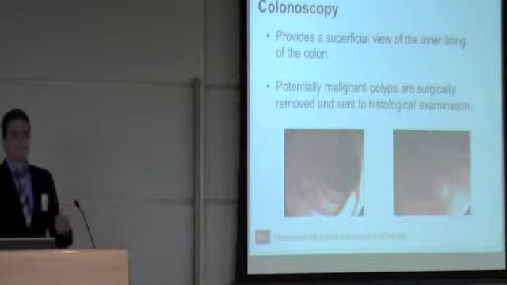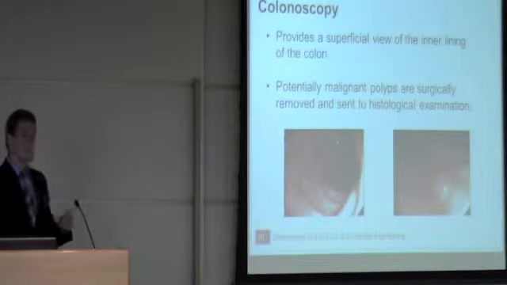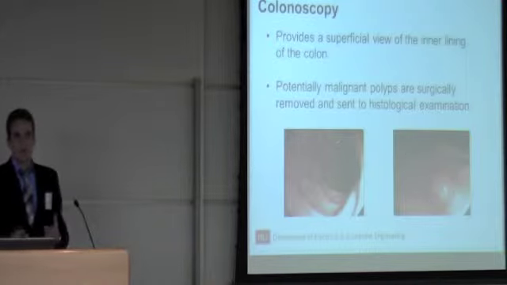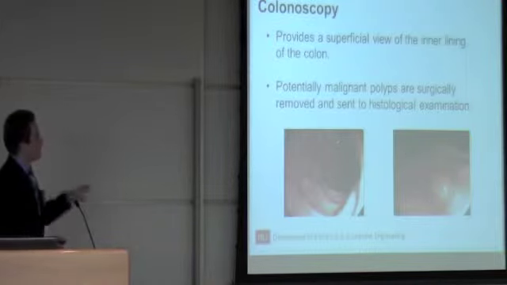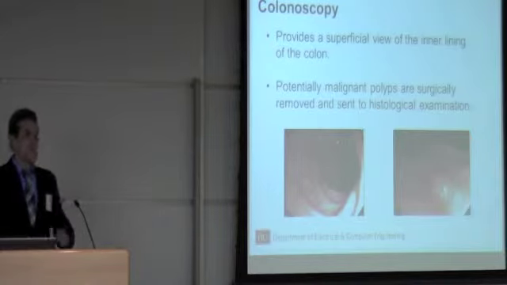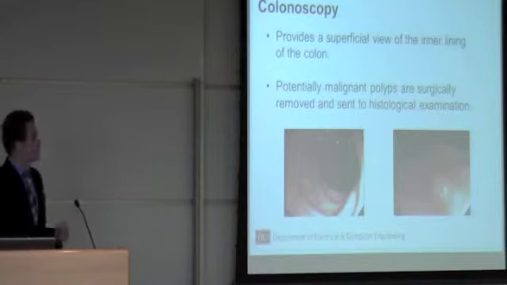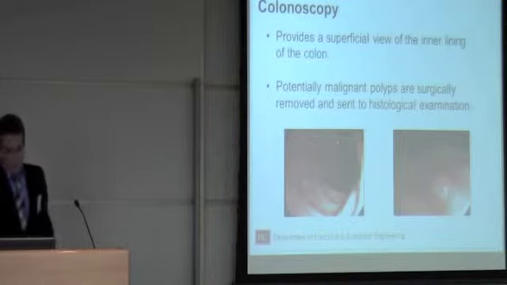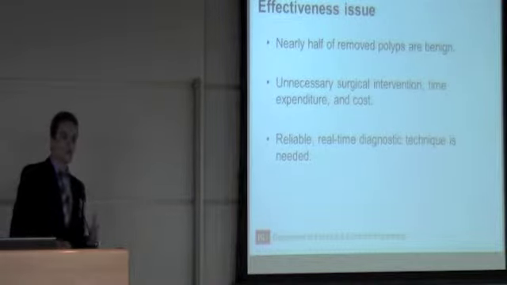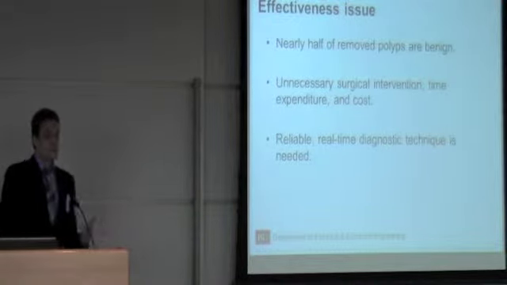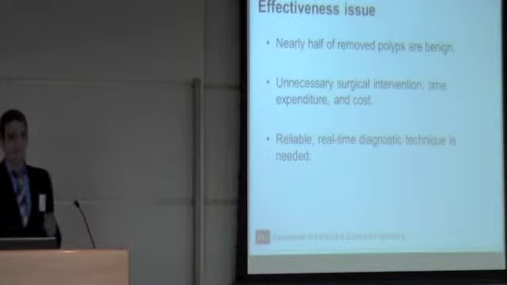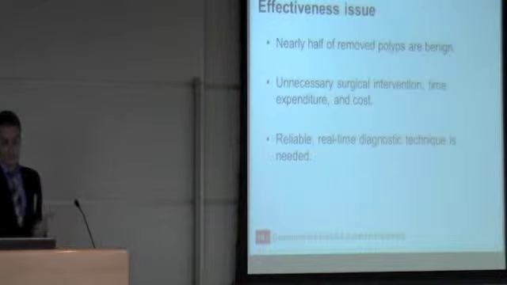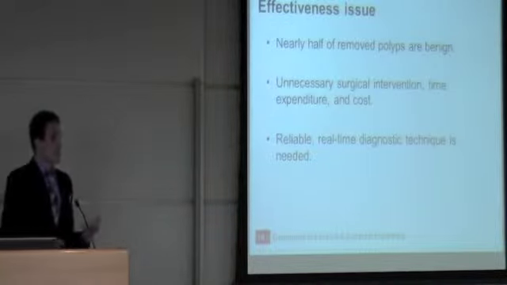colonoscopy does not provide sufficient information. In many cases, colonoscopy does not provide sufficient information to assess whether a given polyp is in fact benign or precancerous. And therefore, it has to be surgically removed, sent to histological examination, and then the underlying pathology can be evaluated. However, with nearly half of all removed polyps being benign, this gold standard approach is highly ineffective because there are a lot of unnecessary surgical interventions, time expenditure, and cost.